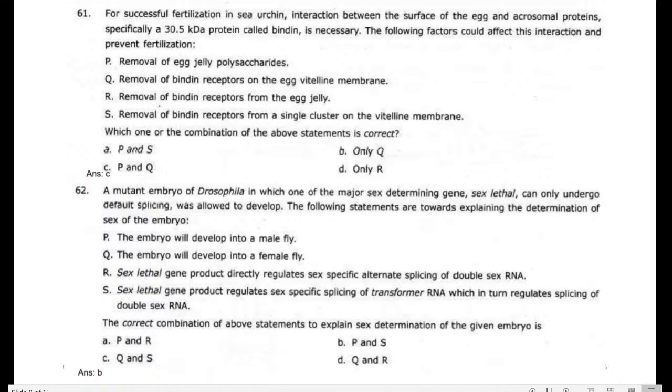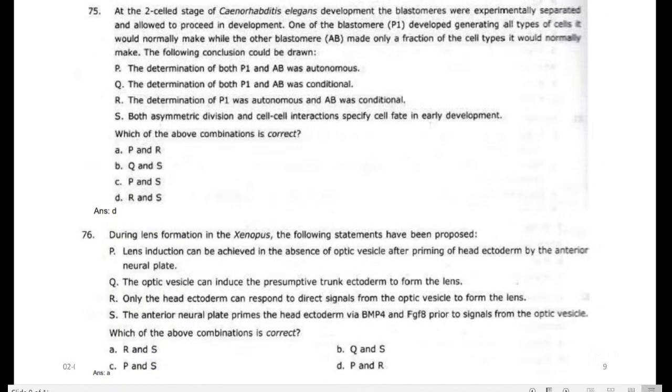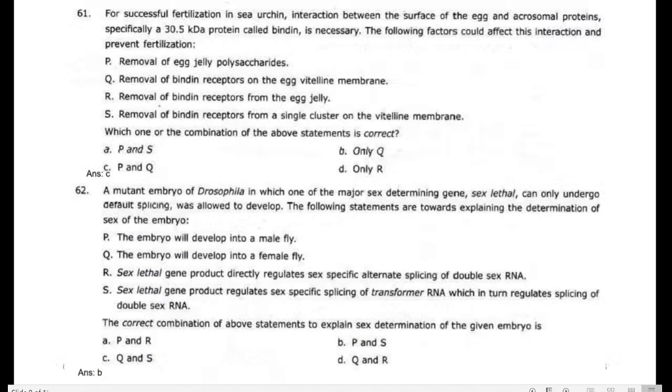Okay, next question. Time is up, actually I'm taking more time today, so I'll continue. Five more questions are there, this is the last set, and I will discuss them in a fast manner.